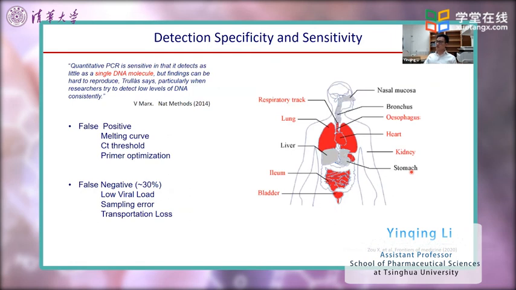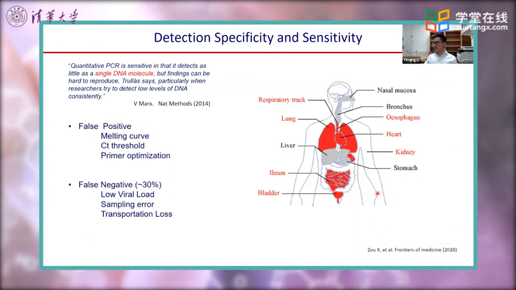We often heard that nucleic acid testing has false negatives in addition to false positives. And those false negatives are probably even worse for the purpose of detecting active viral carriers. But in fact, the PCR itself is very sensitive. It can detect as little as a single DNA molecule. But there are other factors that often limit the detection sensitivity. For example, the viral load.